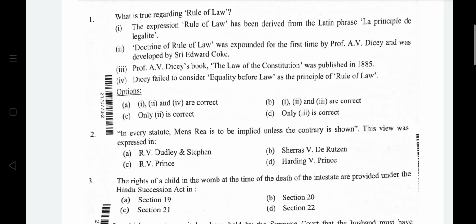This view was expressed in option A, R versus Dudley and Stephen, B, Sherras versus De Rutzen, C, R versus Prince, D, Harding versus Price. Answer is B, Sherras versus De Rutzen.